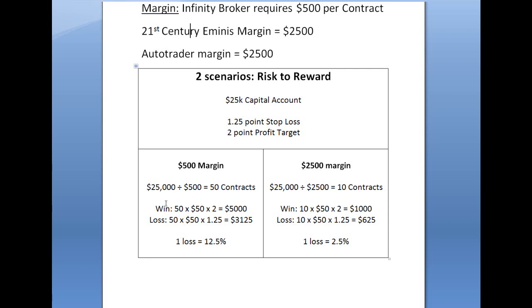If you were to trade the maximum amount of contracts using the 2-point profit target and the 1.25 stop loss, 50 contracts times $50 a point at 2 points equals $5,000 for a win. You do a trade and it goes your way, and you get your 2 points profit; $5,000 is what you'll get for that. For a loss, if you get stopped out on the trade for whatever reason, $50 times 50 contracts times 1.25 points equals a loss of $3,125. $3,125 on a $25,000 account is somewhere around 12.5% of your account. That's a really big hit on just one trade.